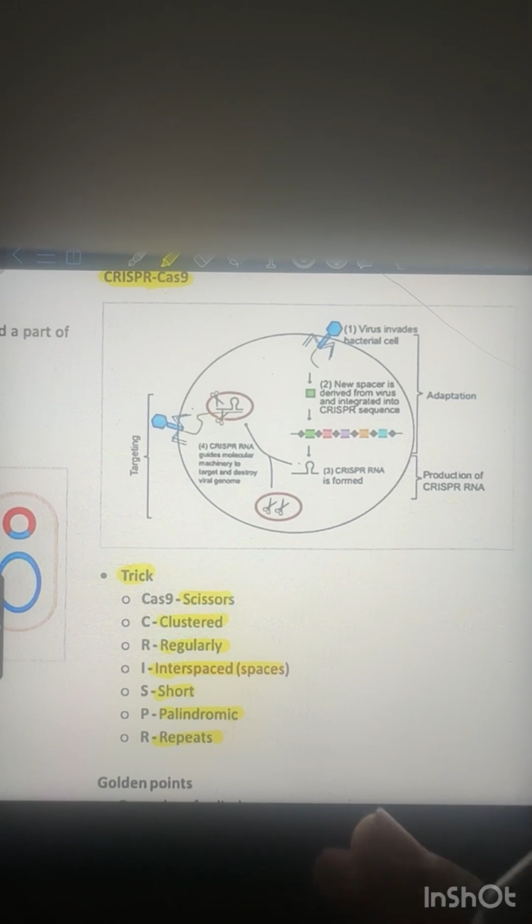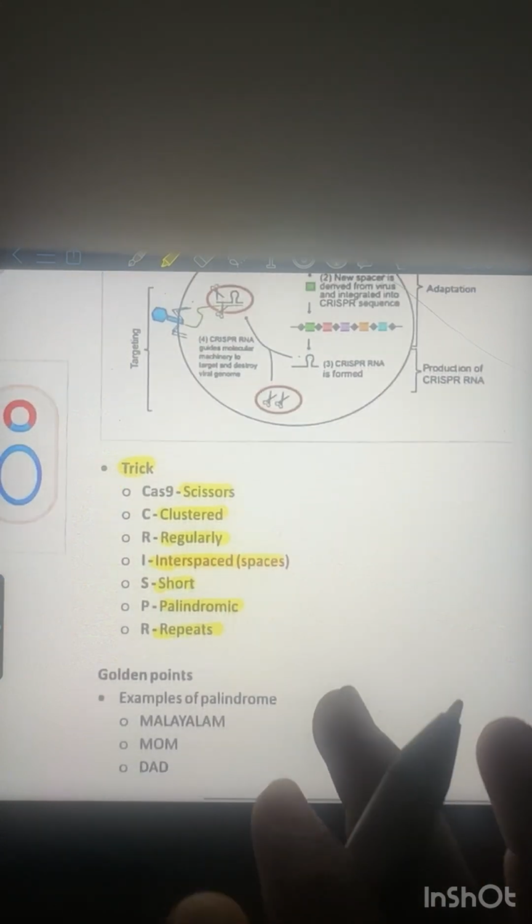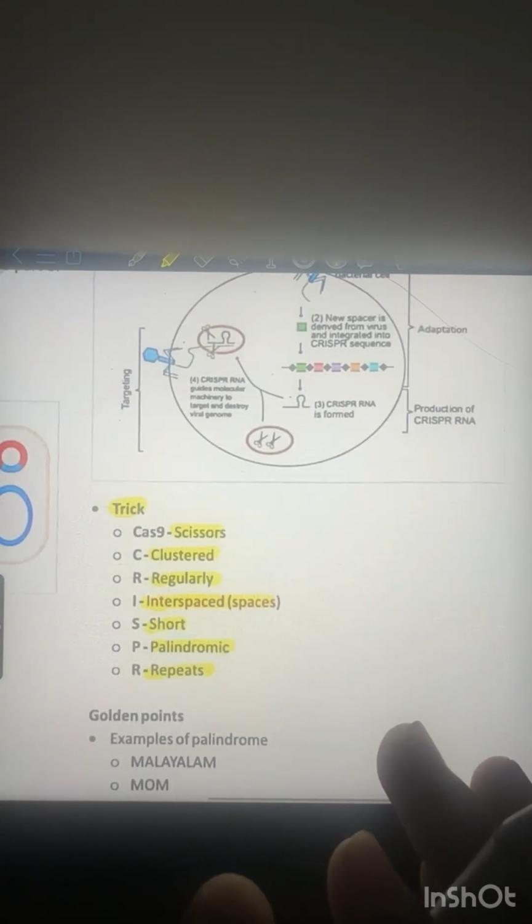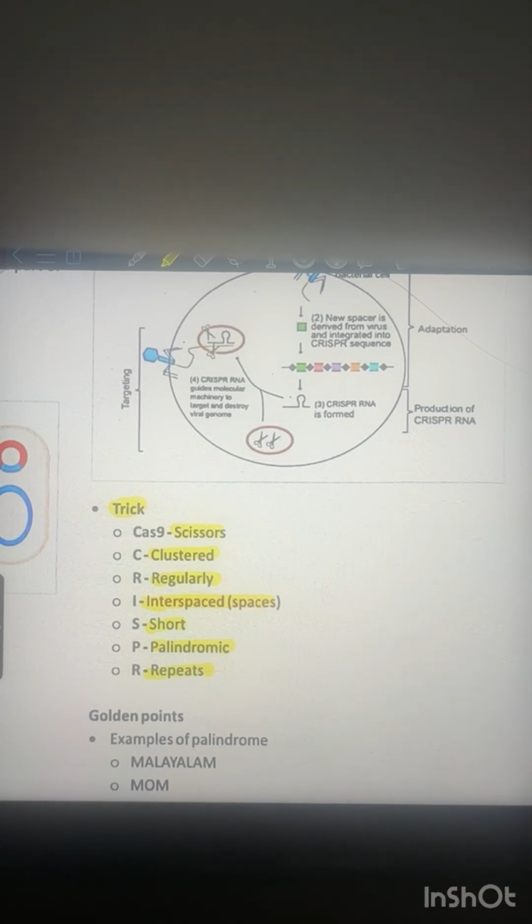Before I start, do you guys know what a palindrome is? Just in basic English, what is a palindrome? For example, Malayalam is a palindrome, which means you read it from left to right or from right to left, and it is the same. Mom, left to right or right to left, same. Dad, same. So anything that reads the same left to right and right to left is a palindrome. That is the meaning of palindrome.